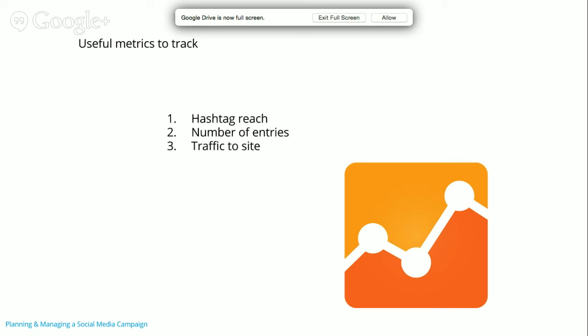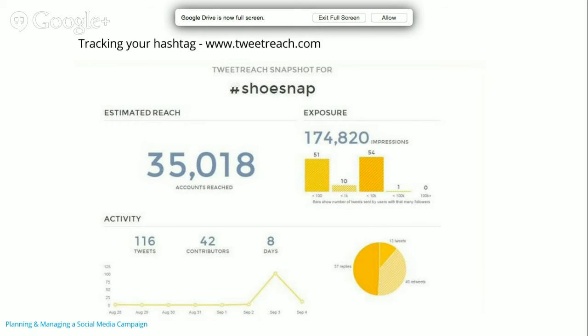So some of the things we measured, and they might be useful for you, and of course you can go beyond these metrics, but some basic metrics: the hashtag reach. One of the reports we used for the hashtag reach is tweetreach.com. If you go to tweetreach.com, you can put in a hashtag, keywords, handles, all sorts of things, and it will give you a report. And we paid for our reports. You can get free reports, but there are paid reports that give you a bit more sophisticated insight, and here you can see TweetReach.